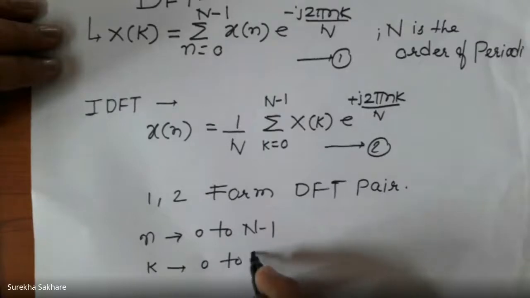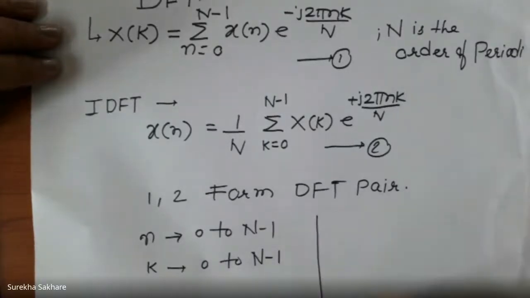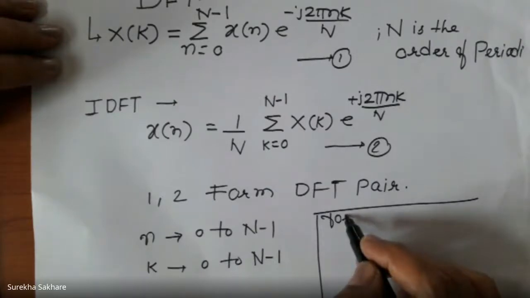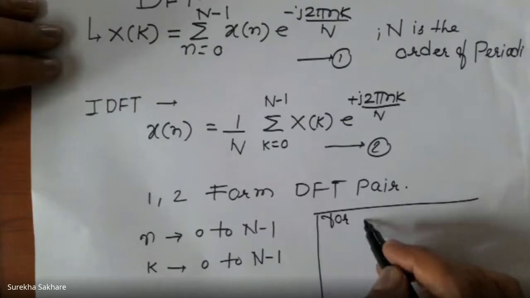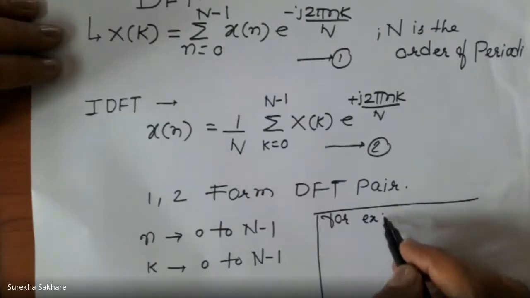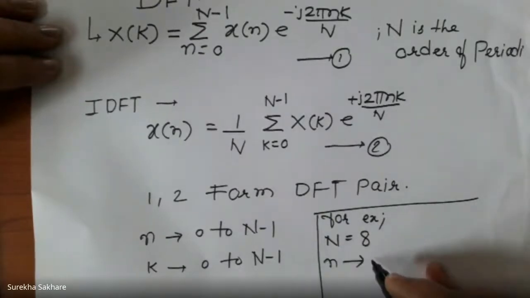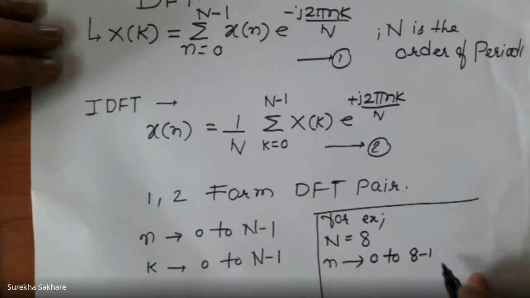For example, if order value N is given as 8, then n will be having the values from 0 to 8 minus 1, that is 7. K value also will be from 0 to 8 minus 1, that is 7.